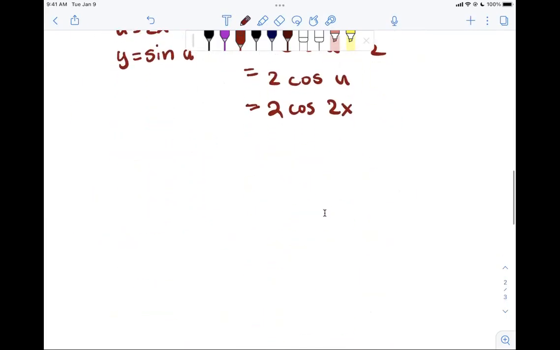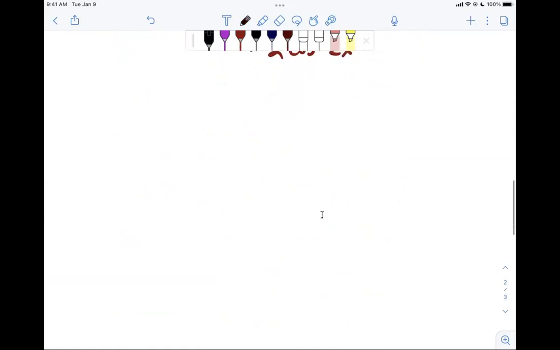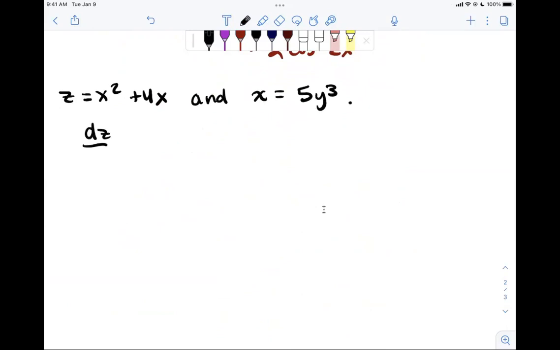All right, let's do another example. So let's find the derivative of x squared plus 4x. And I'm not going to label this y because y is being used as another variable. So I'm going to say z equals this, and x equals 5y cubed. And I want to find the derivative of z with respect to y.